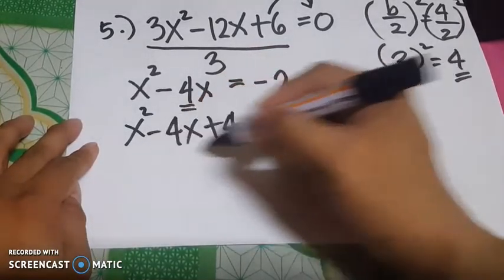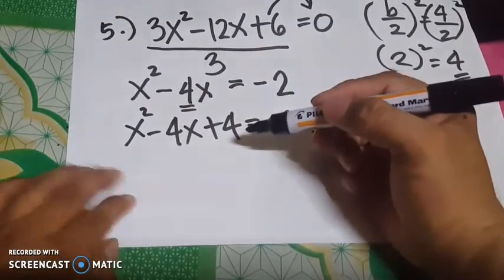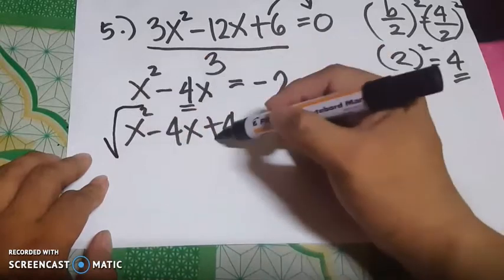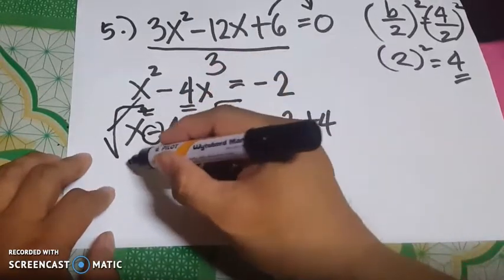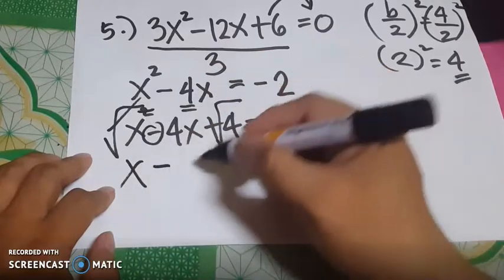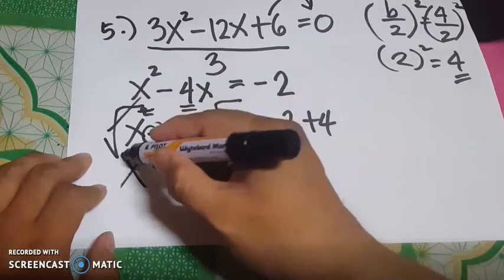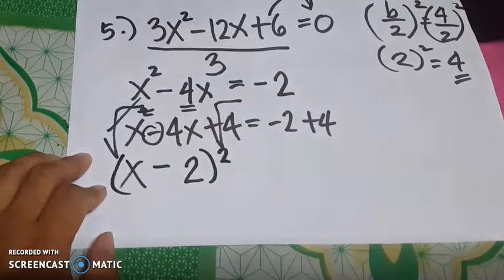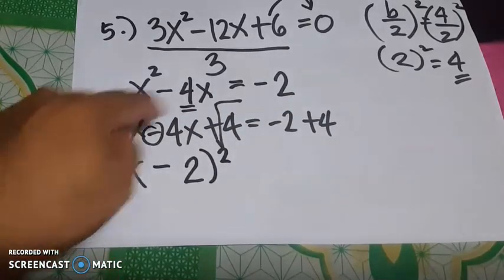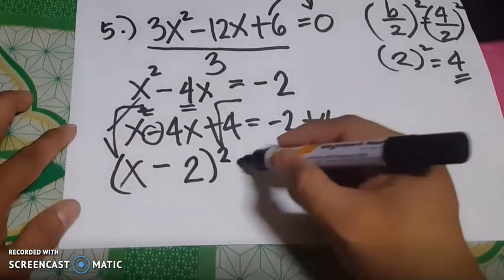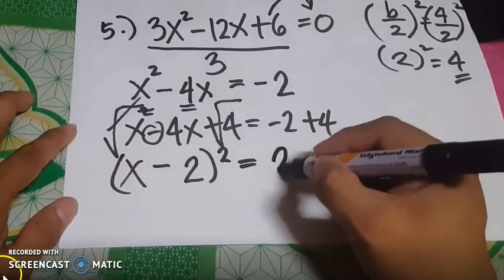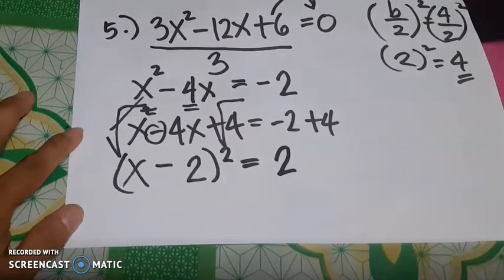So, get the factors of this left side because it's already a perfect square trinomial. So, get the square root and the operation. So, cancel that square root sign. We do have here x minus 2 quantity squared. But x minus square root of x squared ay x, square root of 4 ay 2. The operation of the middle is minus. So, it will be equal to negative 2 plus 4. That would be positive 2.